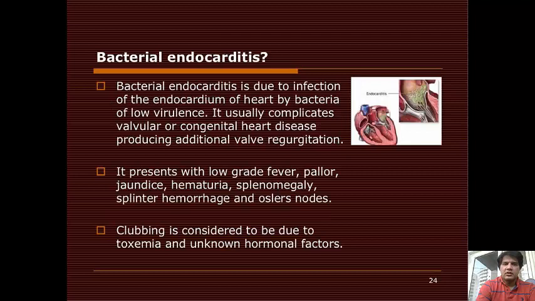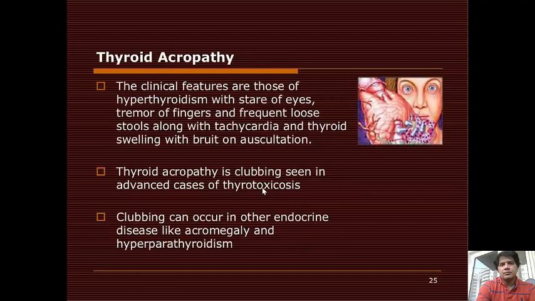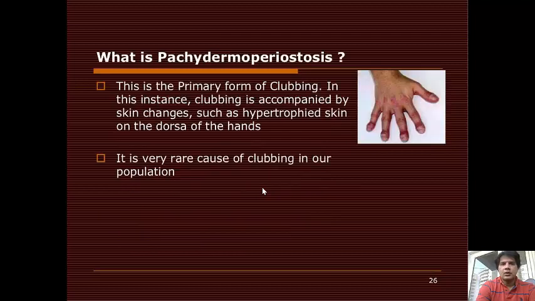Bacterial endocarditis, as I already talked, here you will have high-grade to low-grade fever, pallor, jaundice, hematuria, splenomegaly, splinter hemorrhages, and Osler nodes in nails. So it is when the valves get infected. Thyroid acropachy. So apart from clubbing, other features of hyperthyroidism will be there. You know, right? Like staring of eyes, tremor of fingers, frequent loose stools. Pachydermoperiostosis, it's a primary form of clubbing, like hypertrophied skin on dorsal hands.